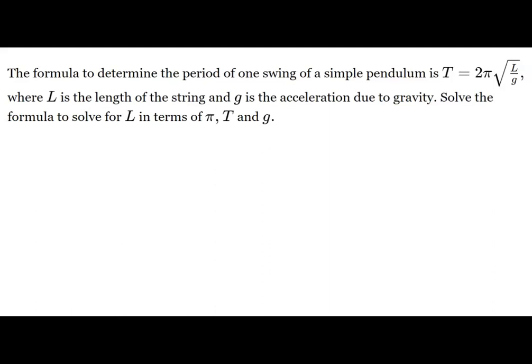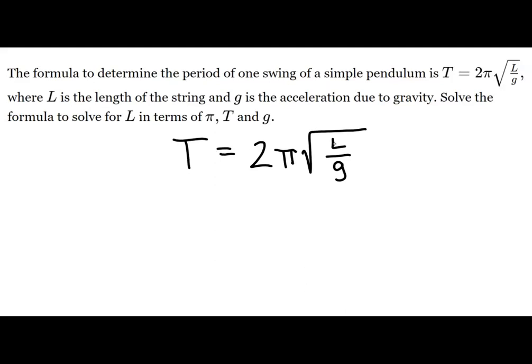So in this question, it asks us to solve the formula for the letter L in terms of pi, t, and g. So that just means L on one side and pi, t, and g on the other side. So let's take a look at our formula. T is equal to 2 times pi times the square root of L divided by g.